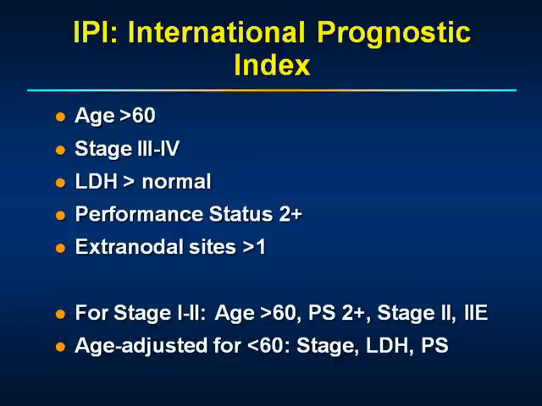And obviously for early stage disease, that eliminates the stage 3 and 4, and there's an age-adjusted score for age less than 60. But the basic top 5 are how we rate it.